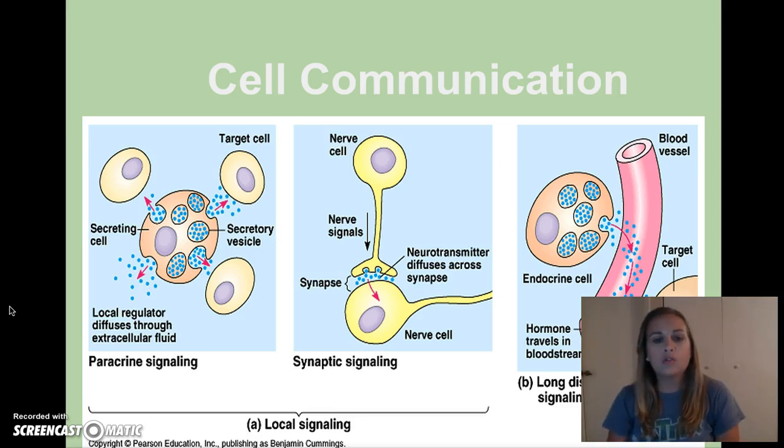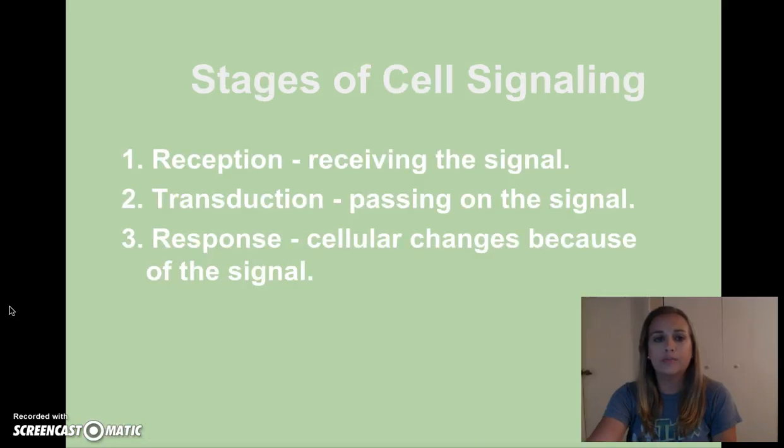We are going to look at two general types of cell signaling. The first is local signaling, an example would be synaptic signaling, so how nerve cells communicate with each other. And then long distance signaling, the good example is the endocrine system, and so how hormones are released from endocrine cells. They'll travel through your bloodstream and then end up at a target cell. And then those signals will have an effect on the target cell.